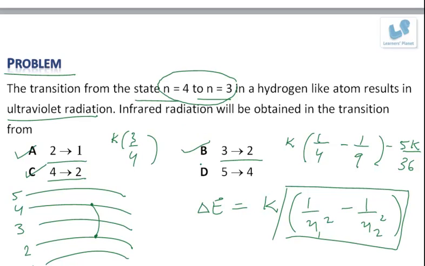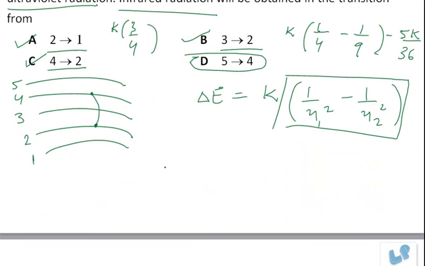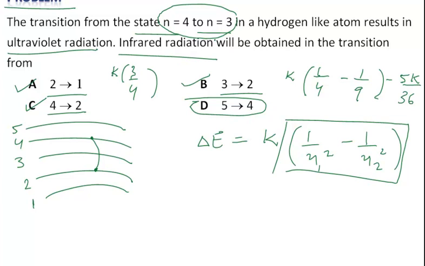Now only in the case of 5 to 4 the energy released is much less, and we know that the radiation, ultraviolet radiation, has more energy in comparison to infrared radiation. So we need that kind of transfer of electron from higher state to lower state where the energy released is lesser than this, and only in the case of D we have energy release which is lesser than 4 to 3 transition. So option D is the correct one.